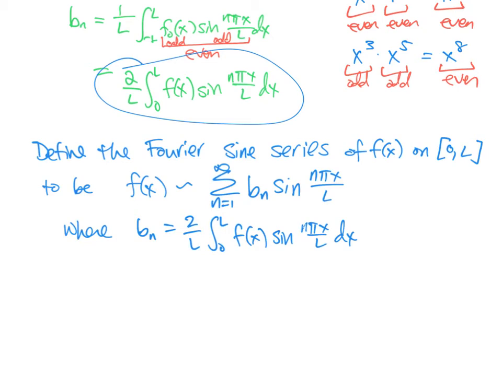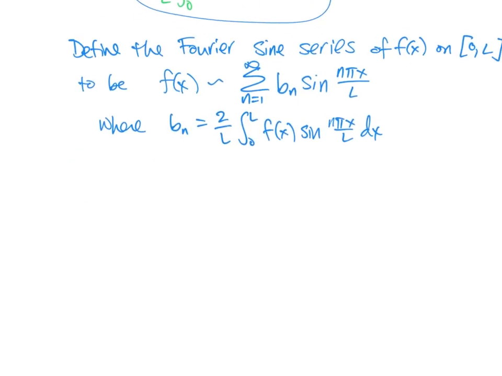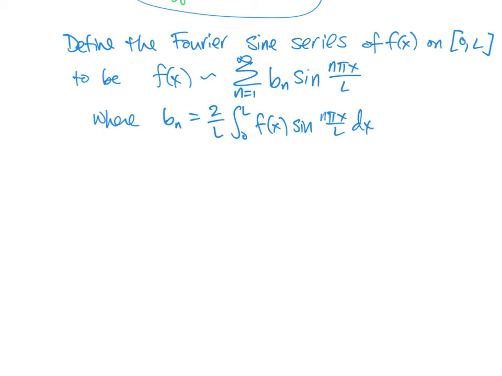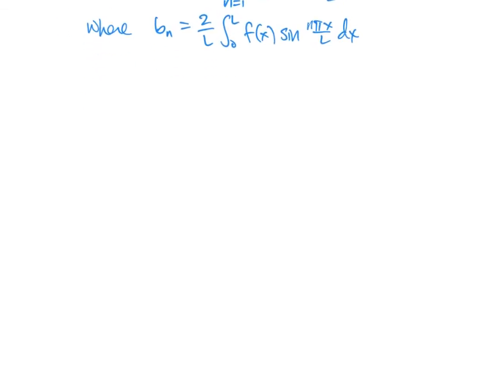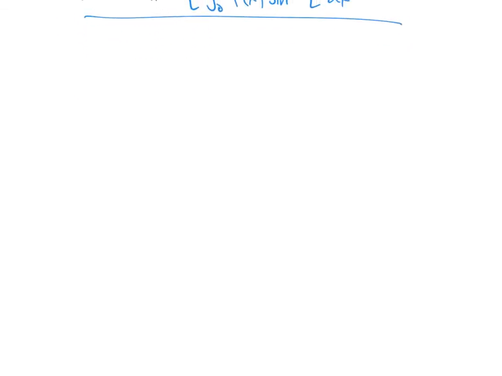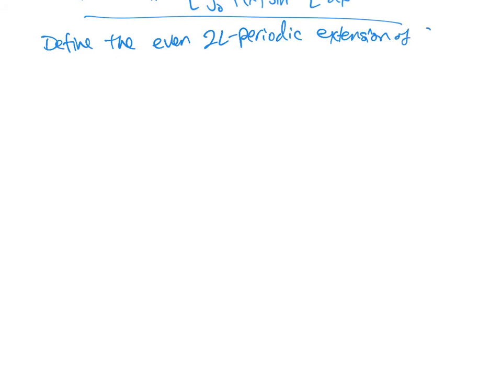So let's go do basically the same thing again and define a cosine series. For a cosine series, we're going to want an even function. So let's define the even 2L periodic extension of f of x. And we'll do that basically the same way.